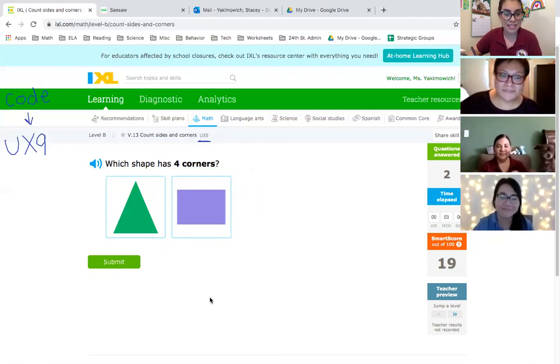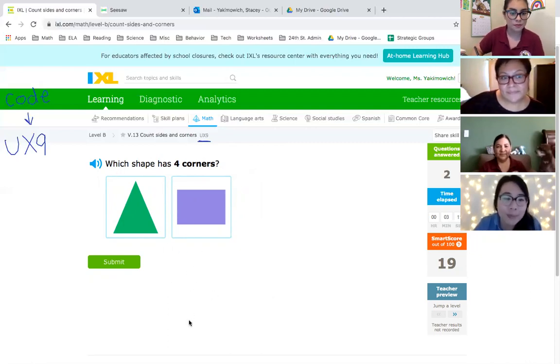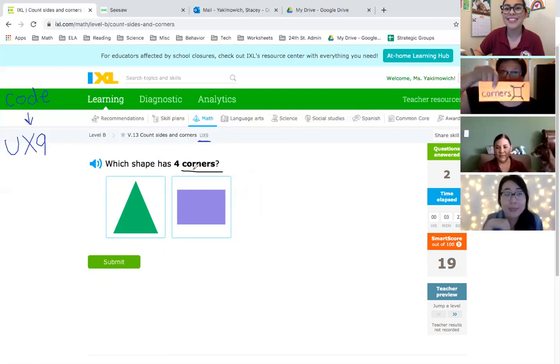All right, Miss T, can you read this question for us? Sure. It says, which shape has 4 corners? Ooh, this is different. So now we're not talking about sides. We're talking about what, Miss T? Corners. And what are corners again? They're like the points where 2 sides meet.